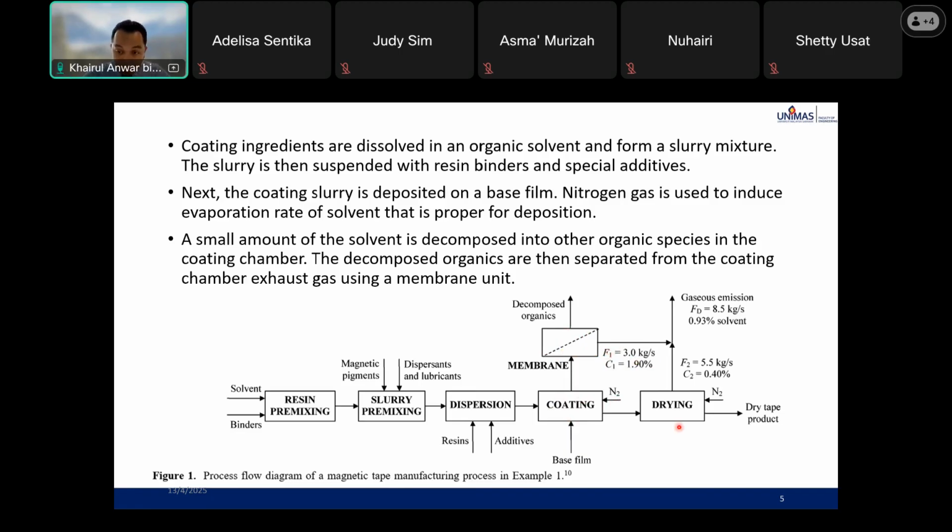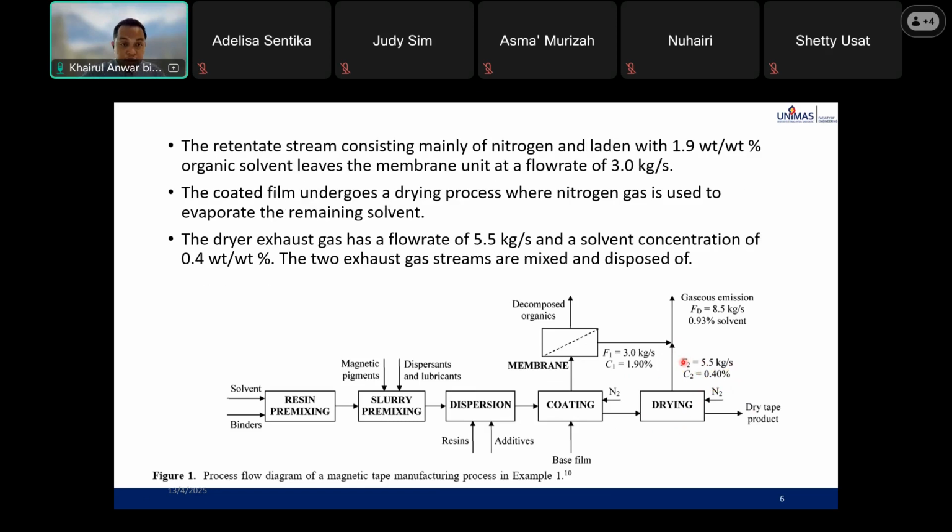The coated film undergoes a drying process where nitrogen gas is used to evaporate the remaining solvent. The dryer exhausts a flow rate of 5.5 kg per second and the solvent at the rate of 20%. The two exhaust gas streams are mixed and disposed of. To reduce nitrogen consumption, it is proposed to recycle, to use slash recycle, the solvent-laden exhaust gas to the coating and drying process. So meaning this gas emission goes back into the coating and drying.